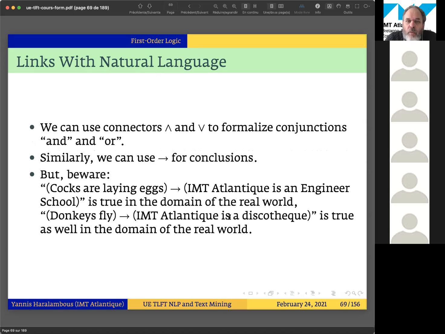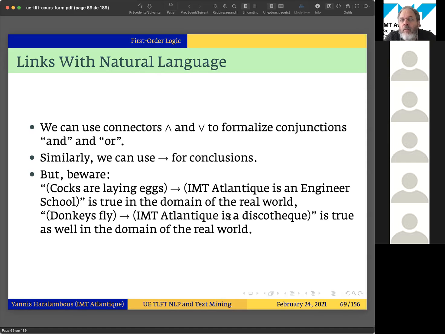Connectors of and or are used to formalize conjunctions and or in natural language. Sometimes when we use an and in natural language, it means more than a conjunction. This is something we will see next week when we will talk about pragmatics.